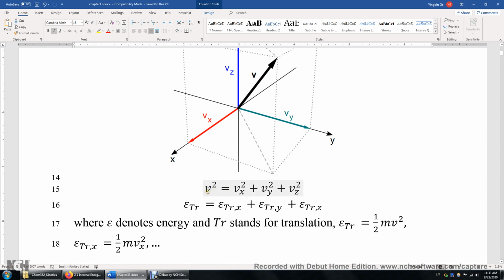So we can tell v squared is equal to v_x squared plus v_y squared plus v_z squared. From here to here, we just need to multiply both sides by 1/2 m. m is the mass of the particle. So 1/2 mv squared is the translational energy. 1/2 mv_x squared is the translational energy in the x direction. This is the translational energy in the y direction, and in the z direction.